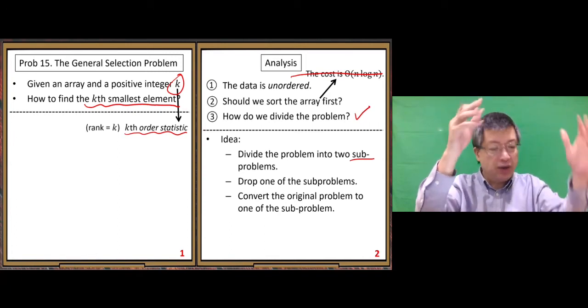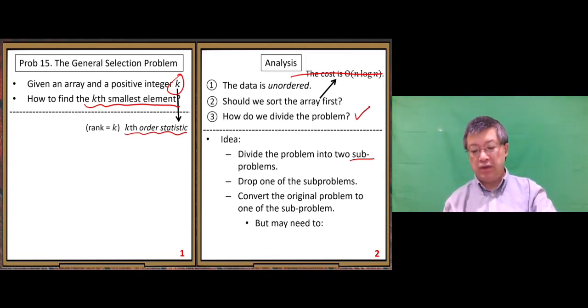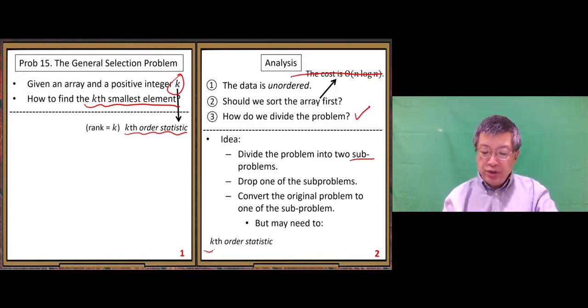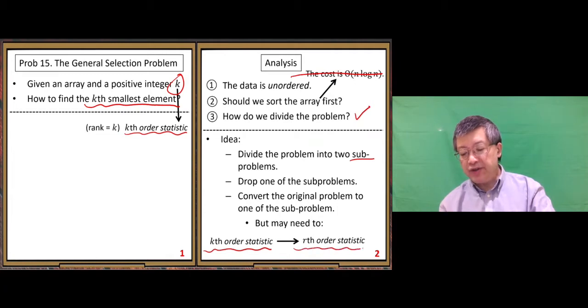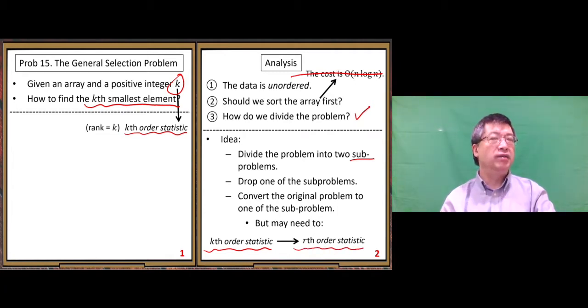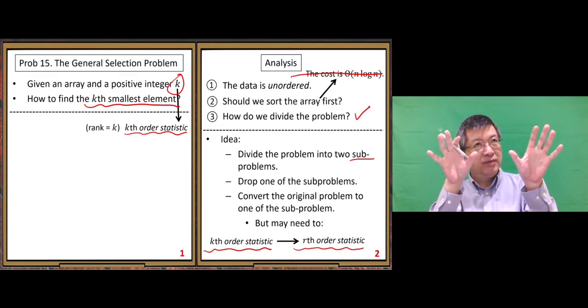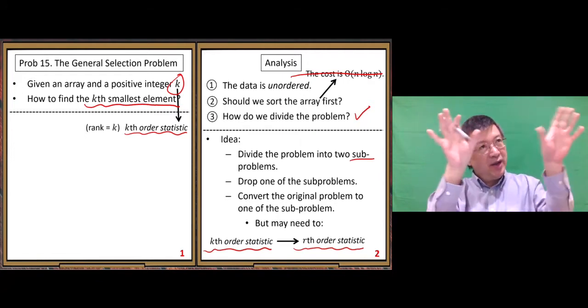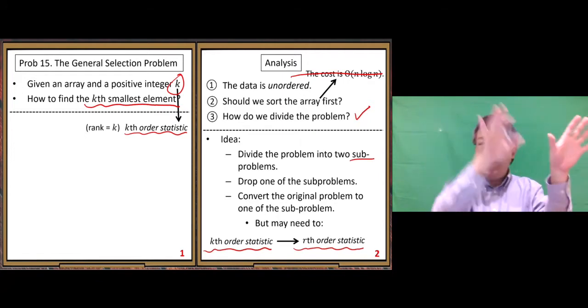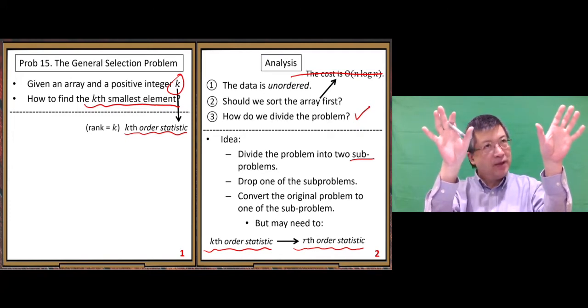So that's why you need to do that adjustment. You may need to do this specifically. In the original case, the order statistic, you may need to do an adjustment of the order statistic. Why? You will see easily. Two subarrays: left subarray, right subarray.